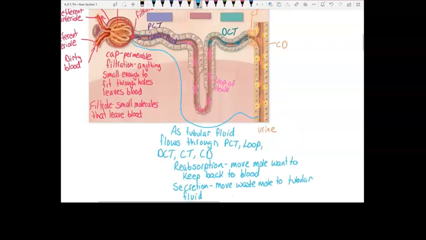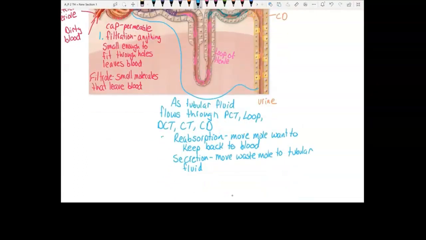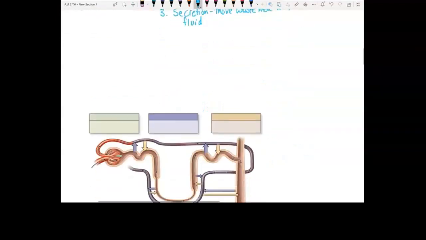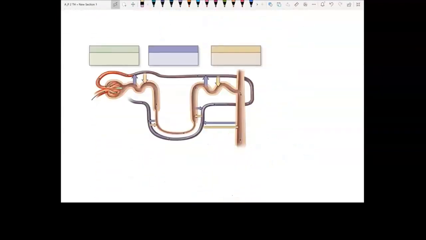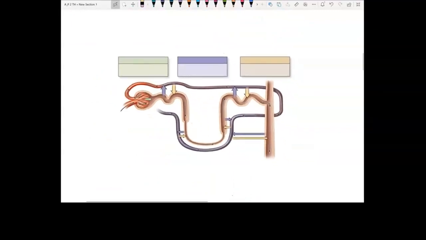So step one is filtration. Then you do reabsorption and secretion. And after you've done these three processes, then you have urine, which is the parts of the blood that you want to get rid of. Here's another picture just to look at those processes again with a little more detail.